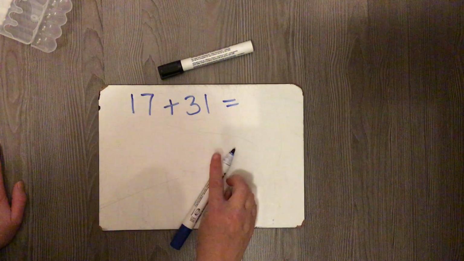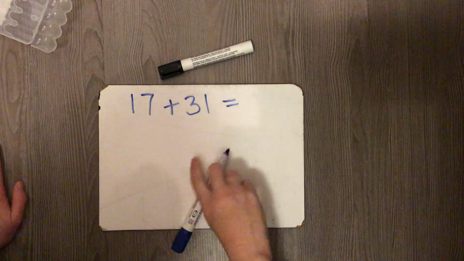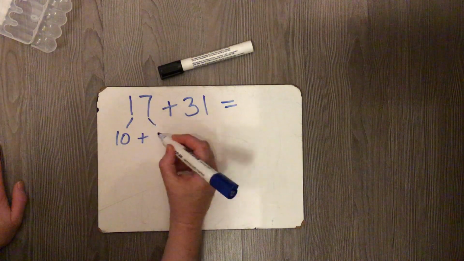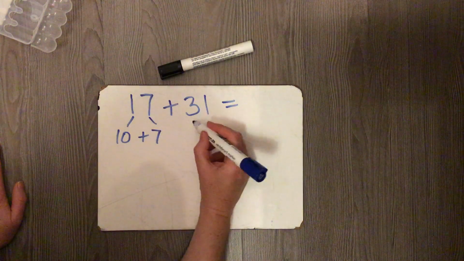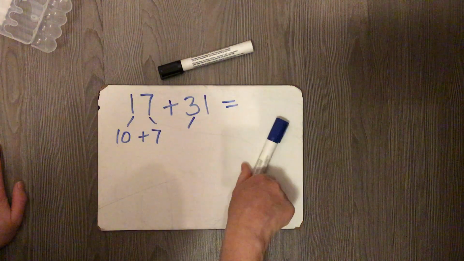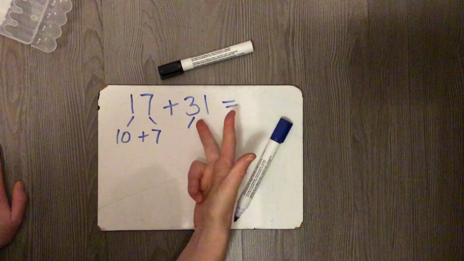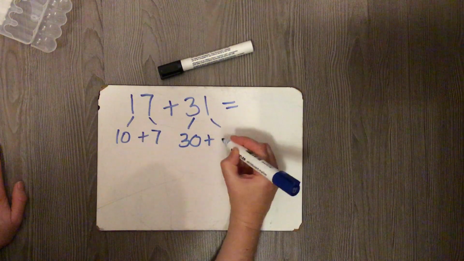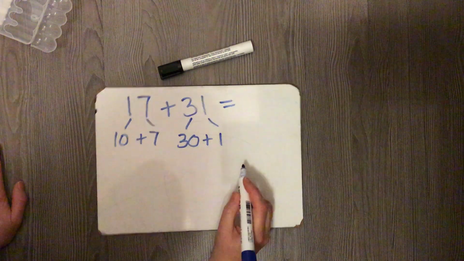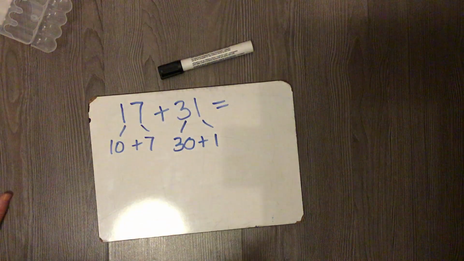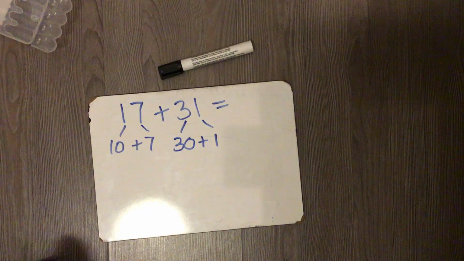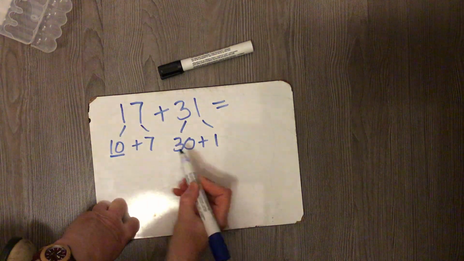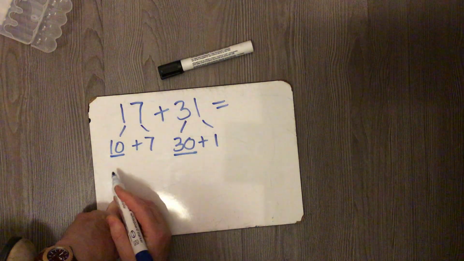Now, how many tens is in 17? Just one, 10. Plus, how many units? 7. And then we have, how many tens? 10, 20, 30. Plus 1. Okay? So now what do I do? Do you remember? To make it easier for you guys, I'm going to put a line underneath the tens.